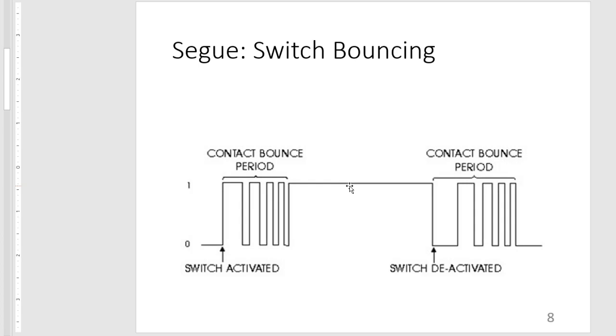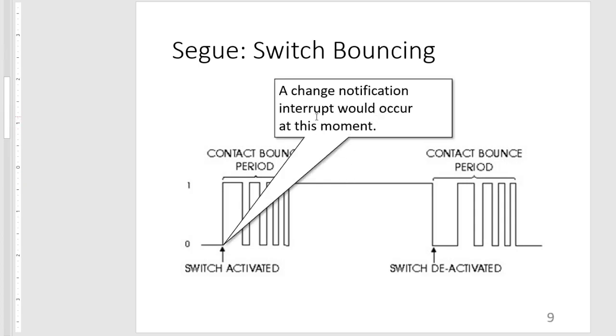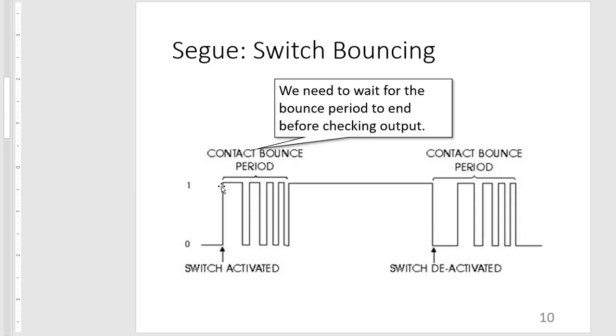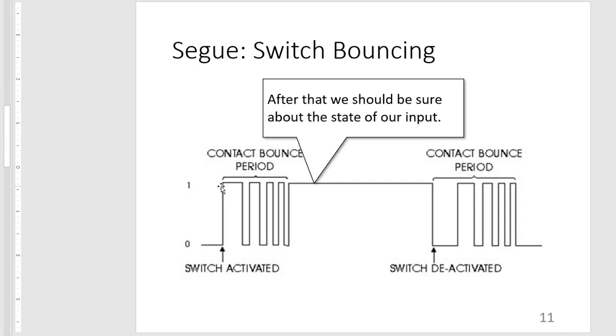So what we can do is use the change notification interrupt, which occurs at the time the switch is activated. And within the interrupt, we wait for a certain amount of time, in this case 5 milliseconds. And then after that, we check the state of our input to verify if our input was indeed a legitimate press and not just some random noise.